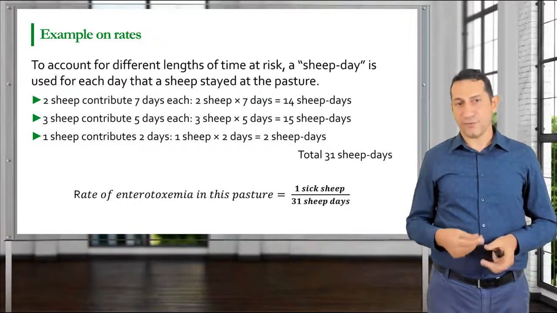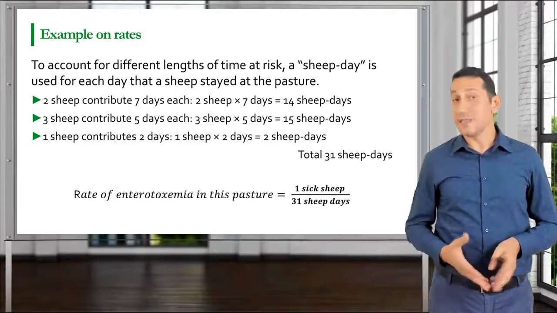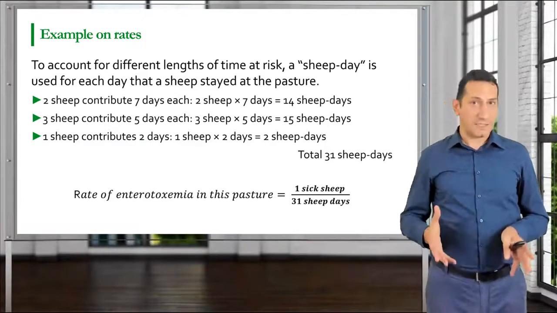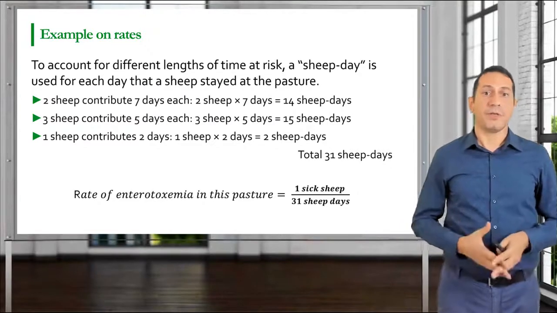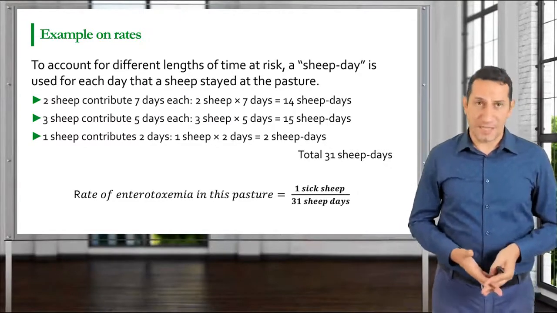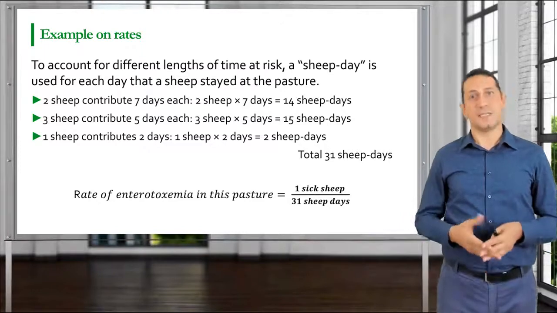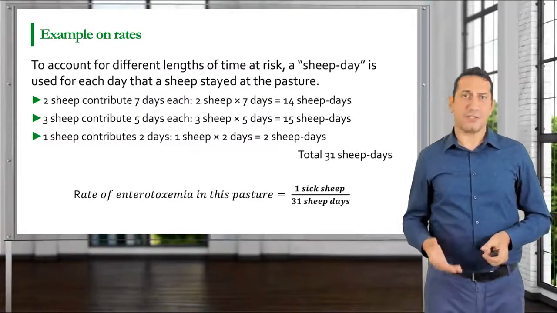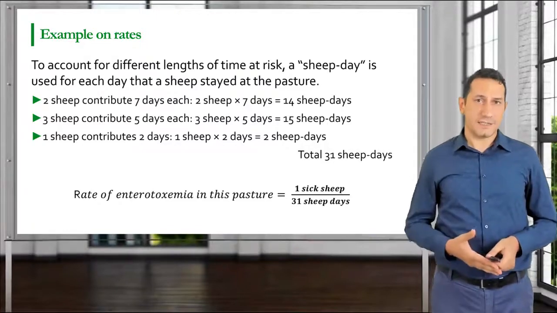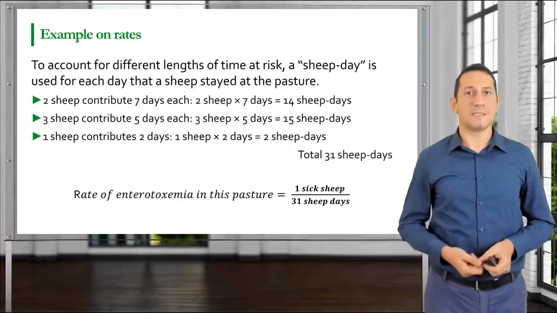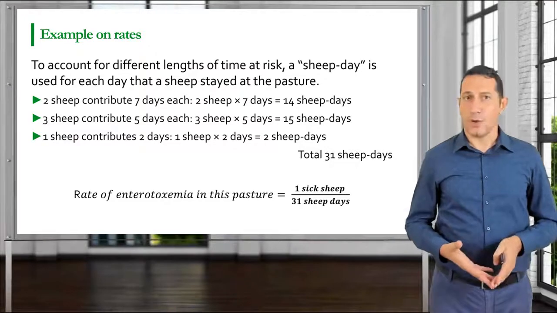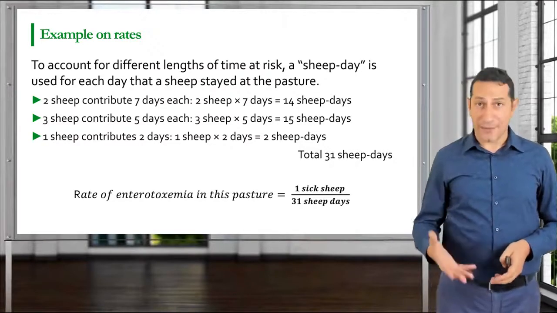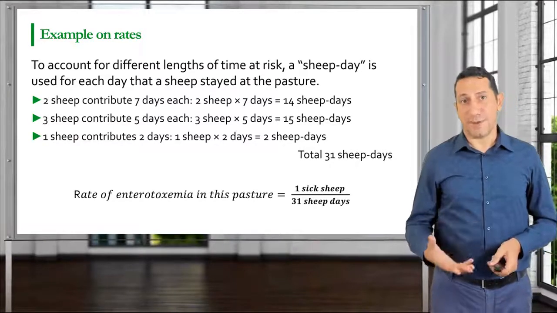And then the rate of enterotoxemia in this pasture would be 1 sick sheep per 31 sheep days, which is also an incidence. But we will talk more on the specific measures of disease frequency like incidences, prevalences, odds and risks, and other rates in the next part of this lecture.